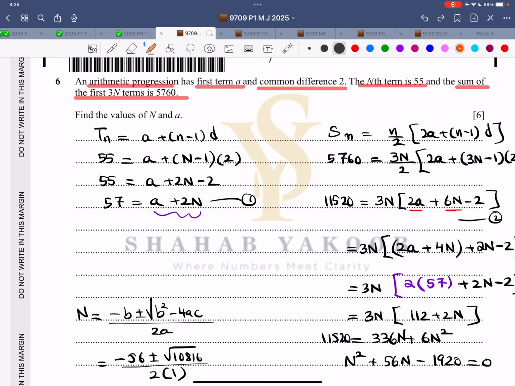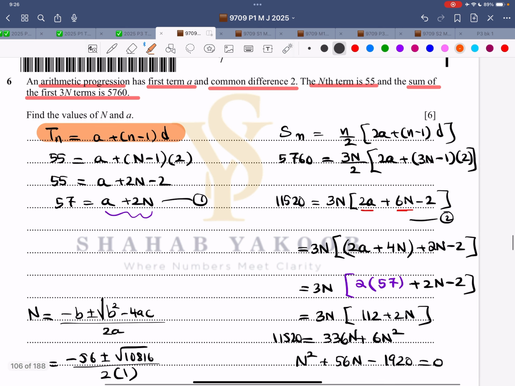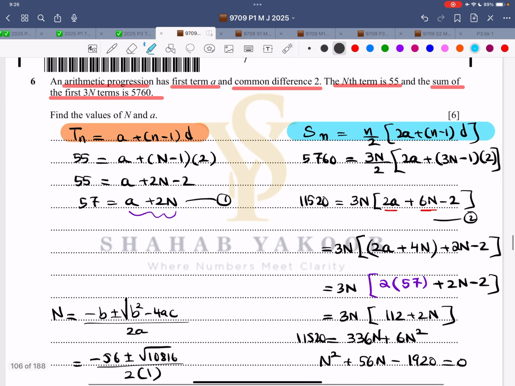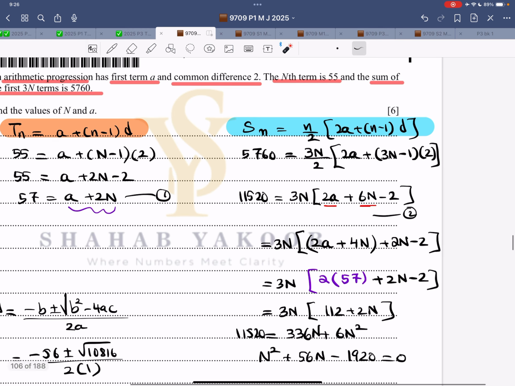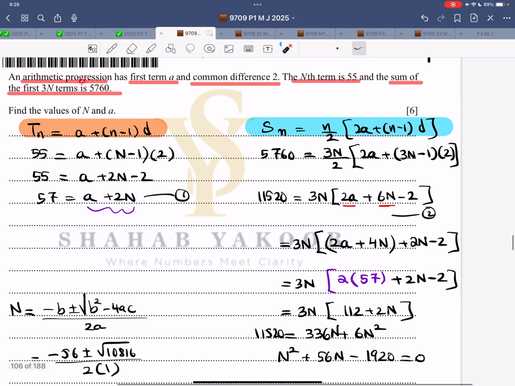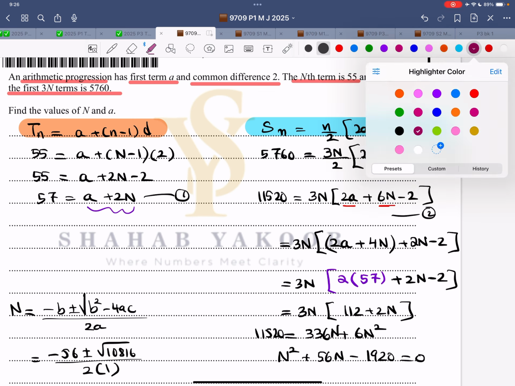Let me choose a lighter color. That is the Tn formula. And the Sn formula, that is over here, Sn equals to this thing. So now over here, when they are talking about the nth term, instead of small n, I wrote a capital N. A is unknown, capital N is unknown. That is equation number 1. Sum of 3n, so instead of n, it's 3n that has this value, and instead of n, I'm writing 3n over here. So let me focus on the important details over here. Let me just change the color.